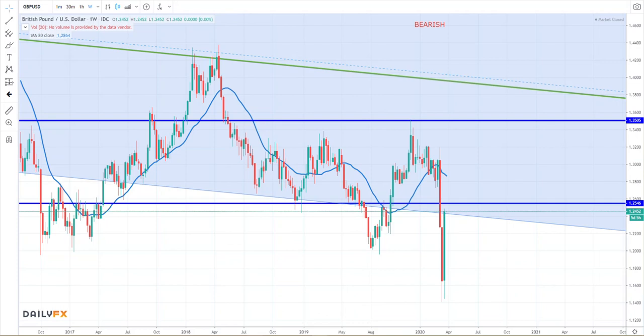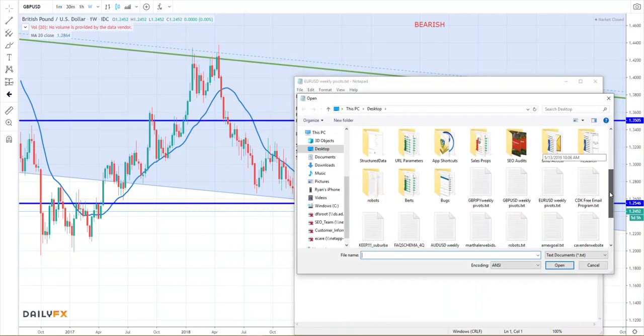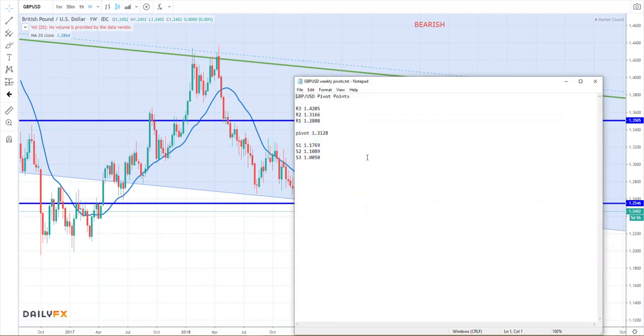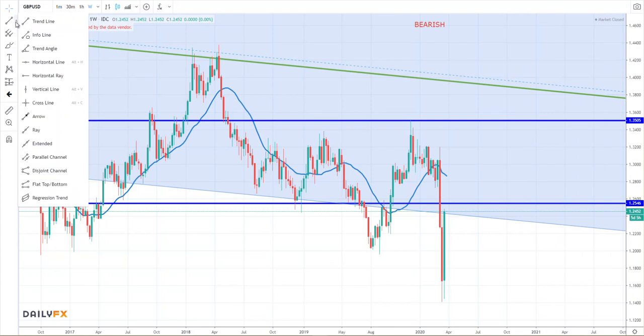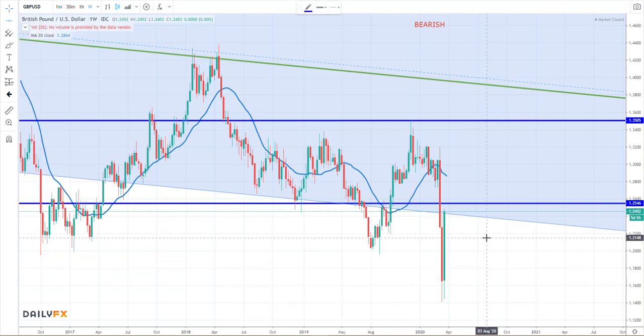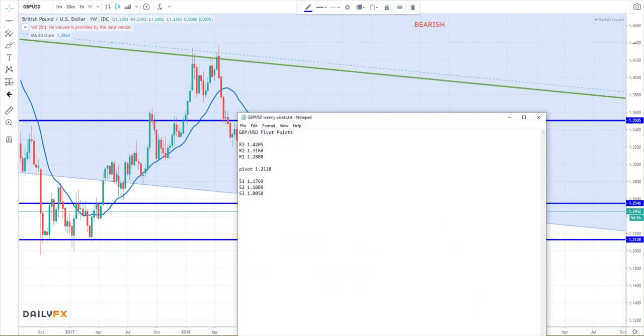Let's go ahead and attach our pivot points. Get our pound pivot points up. Okay, pivot at 1.2128. So last week's action was pretty explosive, which means this week's pivots are going to be pretty spread out. That's how we usually see it.